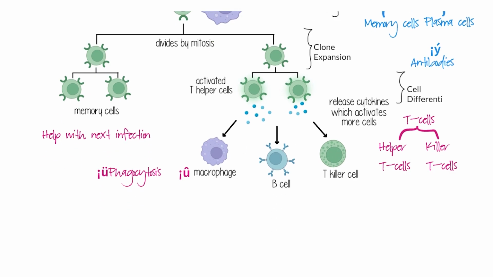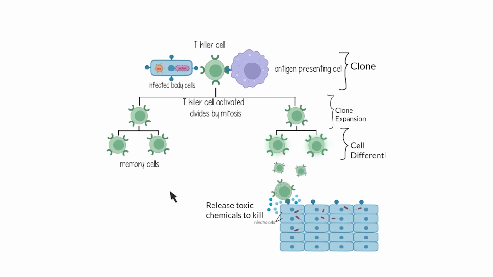On the other hand, when a killer T cell is activated in this way and undergoes clone selection and clone expansion, it will instead go around searching for cells that have been invaded by the pathogens.